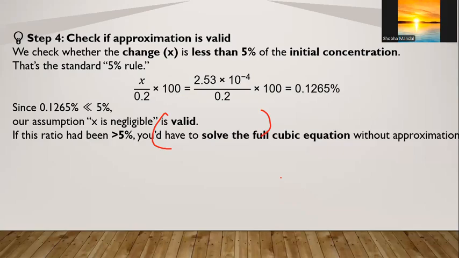Because this ratio is less than 5%, x is negligible and our assumption is correct. But if this ratio had been greater than 5%, then we would have to plug in the value of x as well and solve the full cubic equation in order to calculate the value of x.